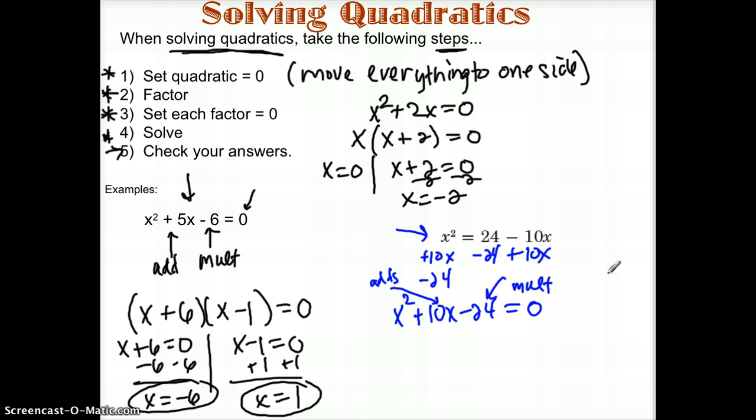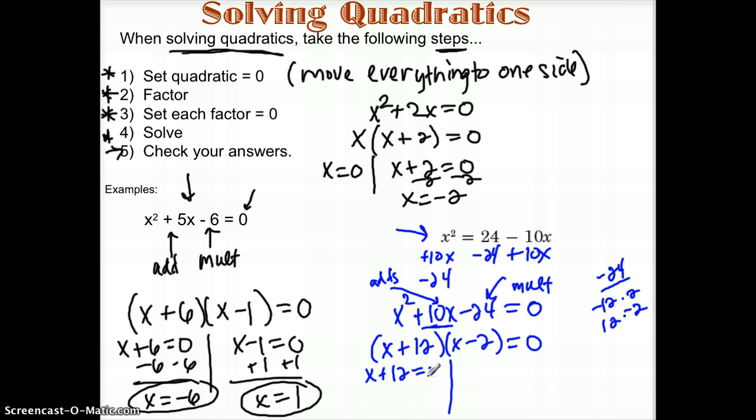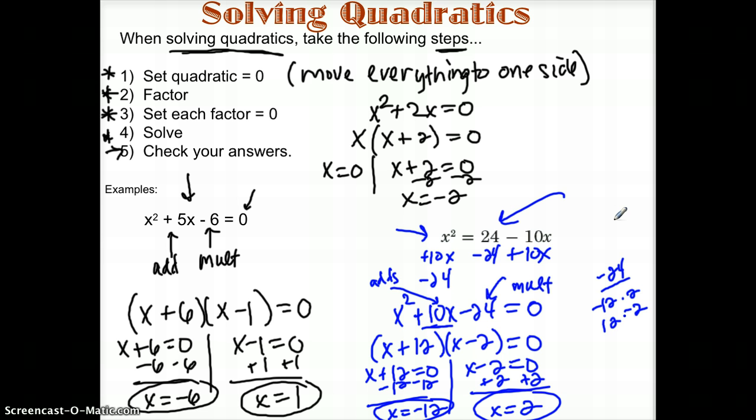That's going to be, let's see, negative 24. So negative 12 and positive 2. Oh, 12 and negative 2. There we go. Adds to give you 10. So x plus 12, x minus 2 equals 0. Then set each factor equal to 0. Solve. Minus the 12, so you get x equals negative 12. Add the 2, so you get x equals 2. You have two answers. Plug them in. Make sure they work. And that's how you solve.